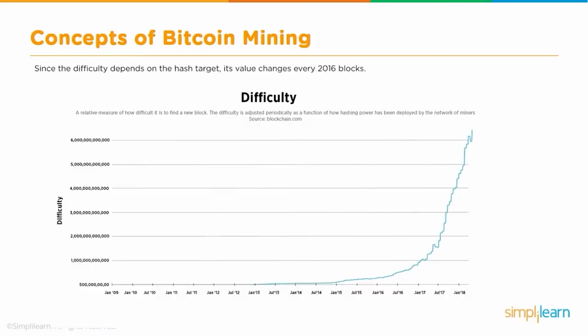Now, since the difficulty depends on the hash target, its value keeps on changing after every 2016 blocks, as I said. And as you can see, from the day of inception of Bitcoin in 2009 till today, difficulty has increased exponentially, and thereby the entire effort of mining and the computing power is also increasing. So compared to the resources required to do mining in 2009, you require more hashing power, more computing power in order to do the mining today.